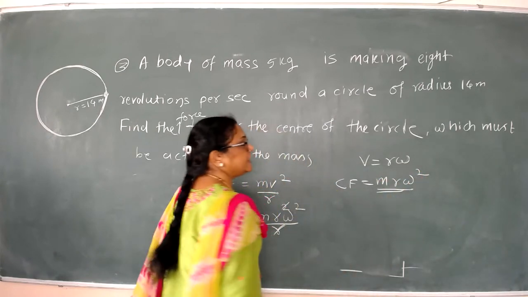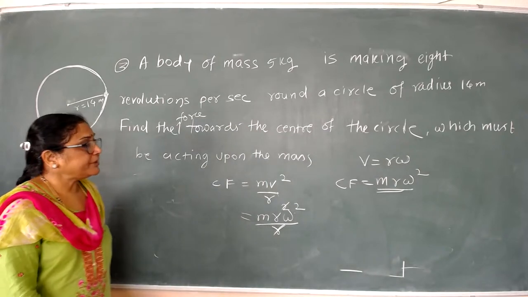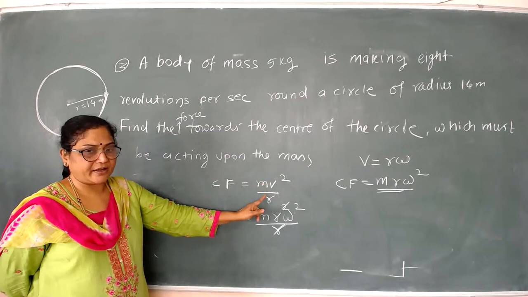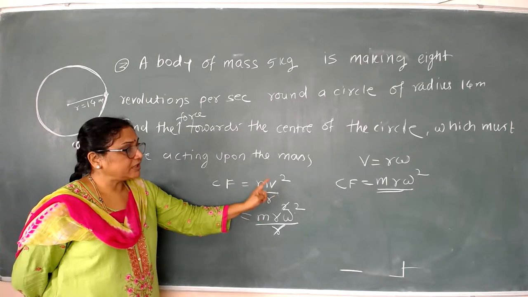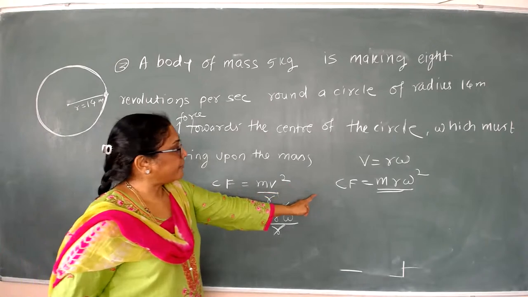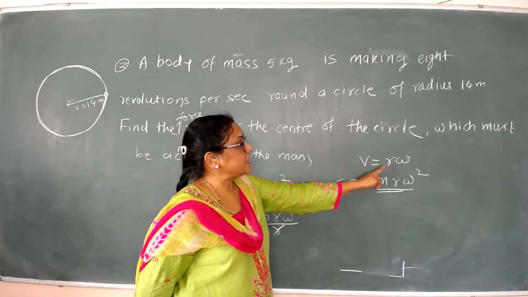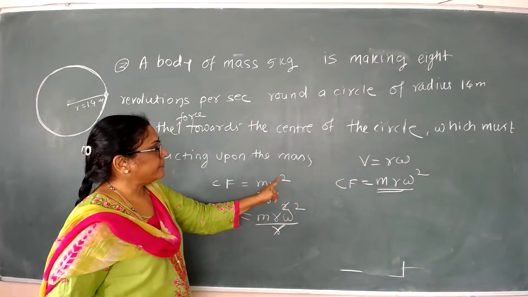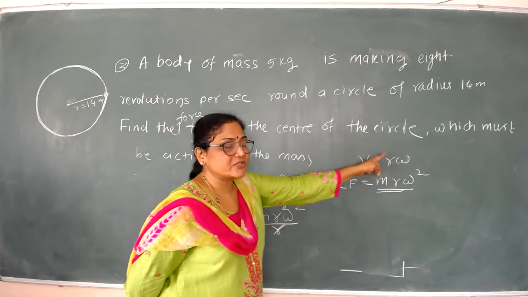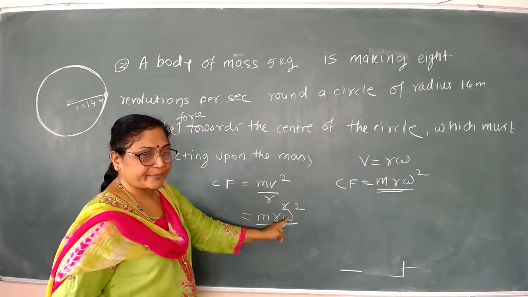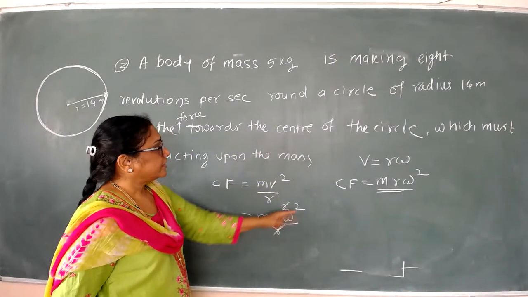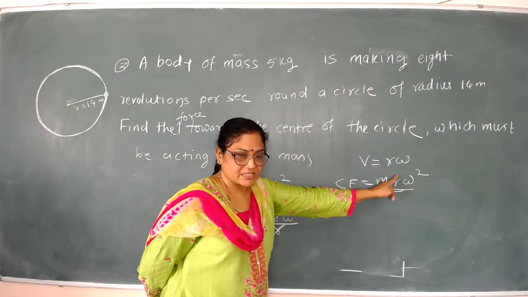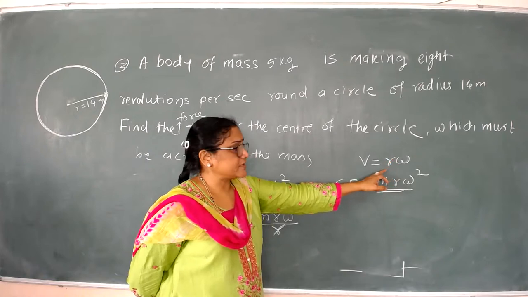So see, this related formula is there. If the linear velocity V is given, use the formula M V squared by R. If V is not given and the number of rotations is given, at that time we use the relation V is equal to R into omega. Therefore, substitute here V squared, that means R squared omega squared. R gets cancelled. Therefore, the related formula for the centripetal force is M R omega squared. Omega is the angular velocity.